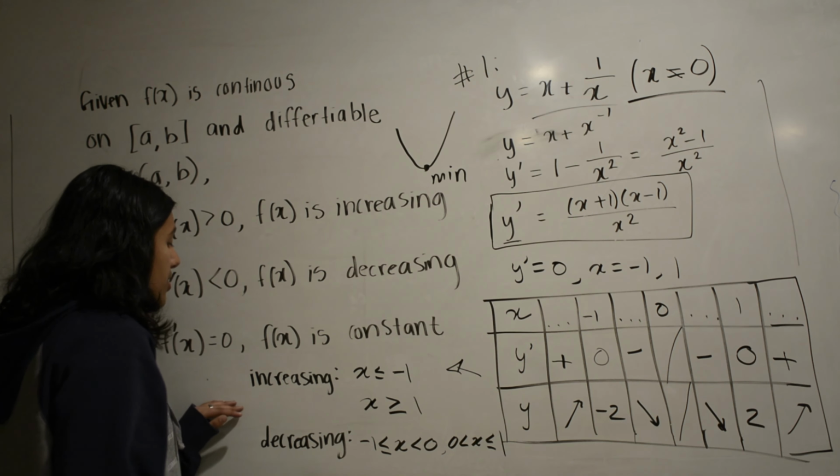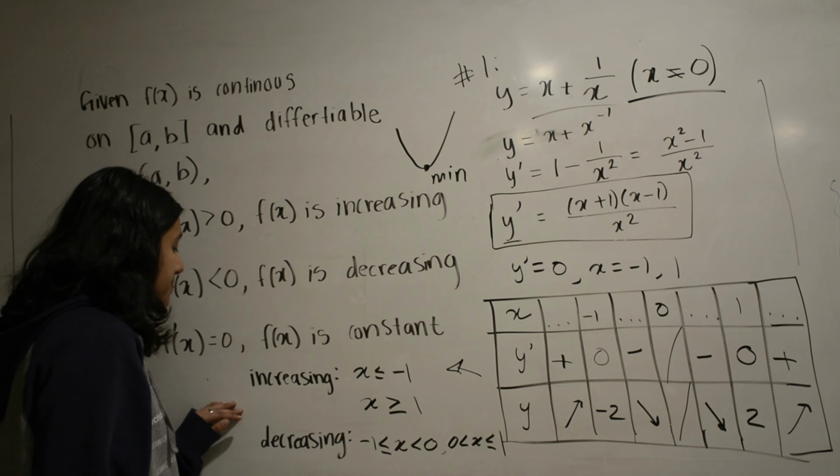So this function f of x is increasing when x is less than or equal to negative 1 or when x is greater than or equal to 1. And it's decreasing between negative 1 and 0 and between 0 and 1.